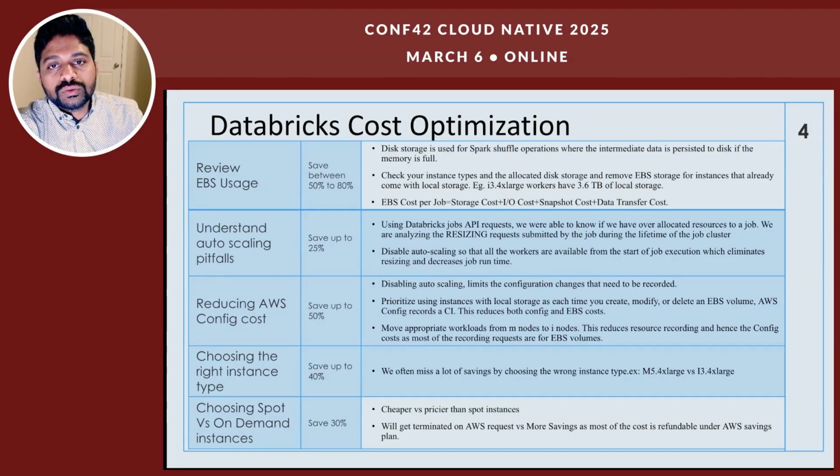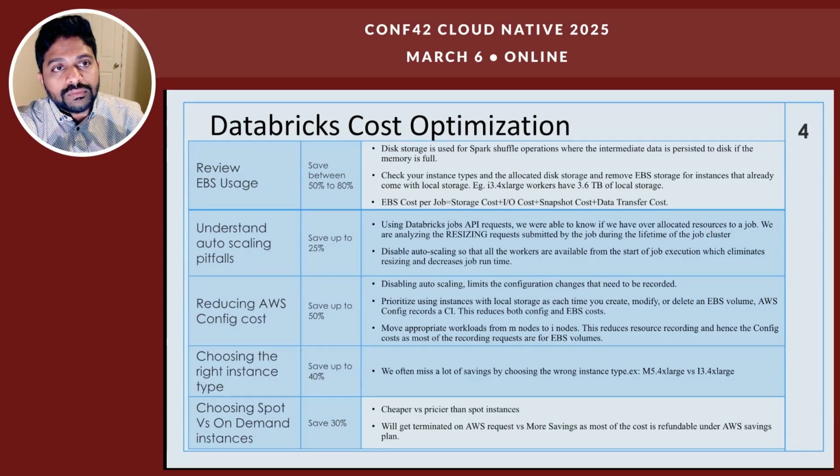So when you use i3.4xlarge workers, it has 3.6 TB of local storage. So we don't have to use EBS volumes if you are using i nodes, but still people go and provision EBS volumes where you're paying additional cost for it. EBS cost per job is storage cost plus IO cost and snapshot cost and data transfer cost. So everything comes into EBS.